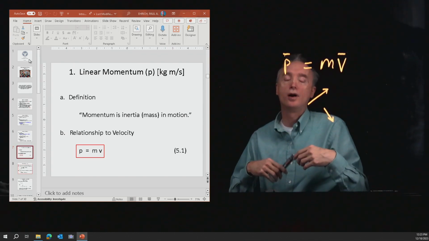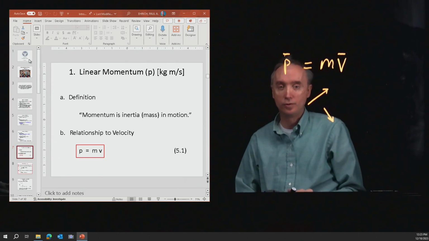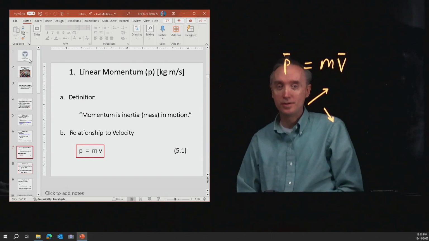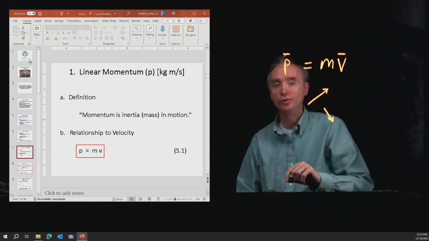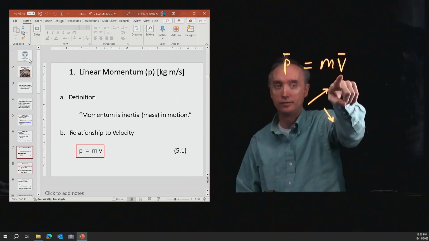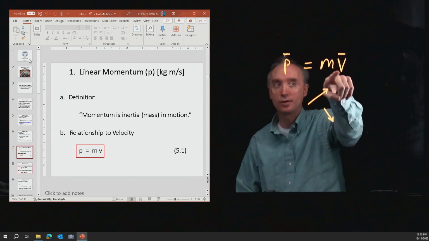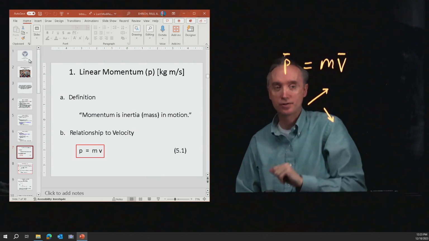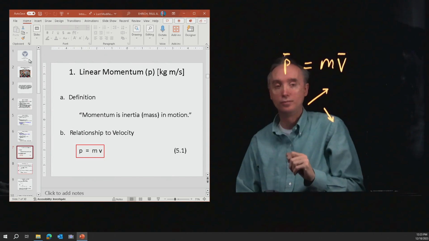Okay, so what would be some properties of momentum? First of all, what would happen if your object is not moving? If an object is stationary, how much momentum does it have? It's going to be zero, because if it's not moving, how much speed does it have? Zero. What's zero times anything? Zero. So if an object is stationary, it has no momentum.